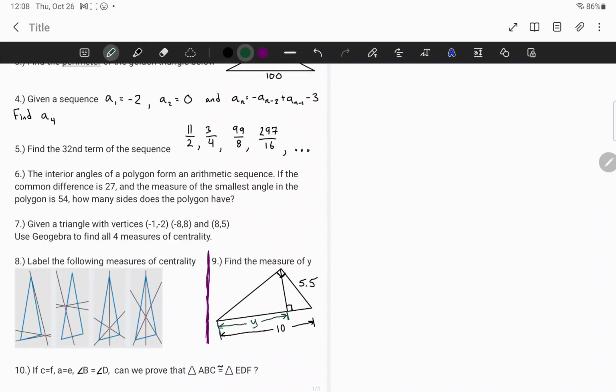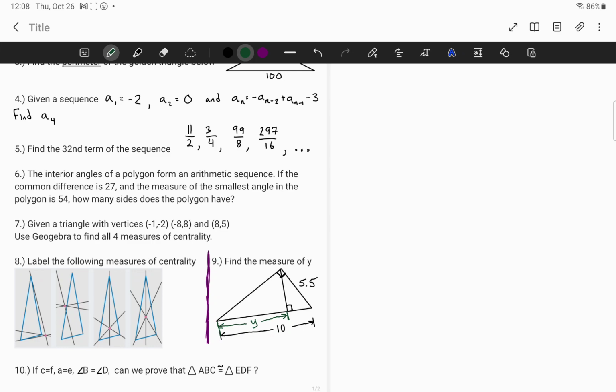Number 6, the interior angle. So this is going to be probably the toughest one on this practice exam. But it's just going to use what we know about arithmetic sequences.